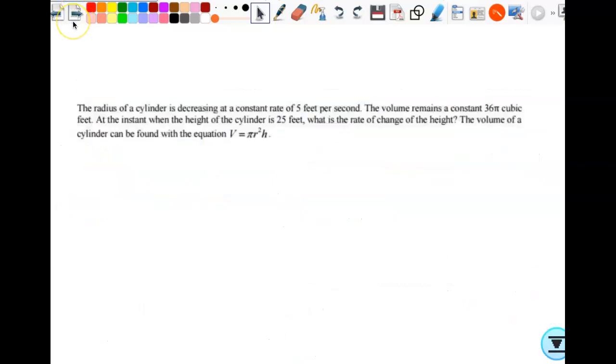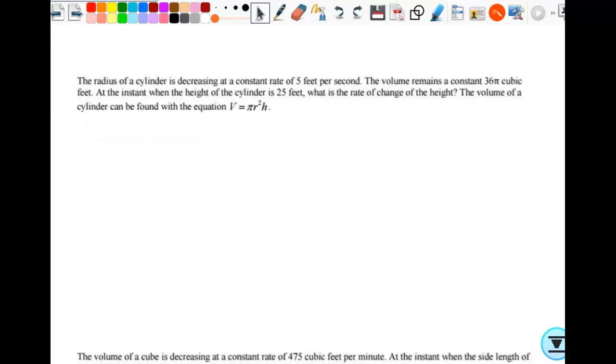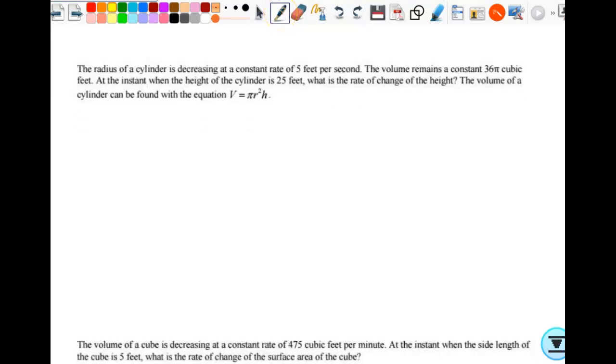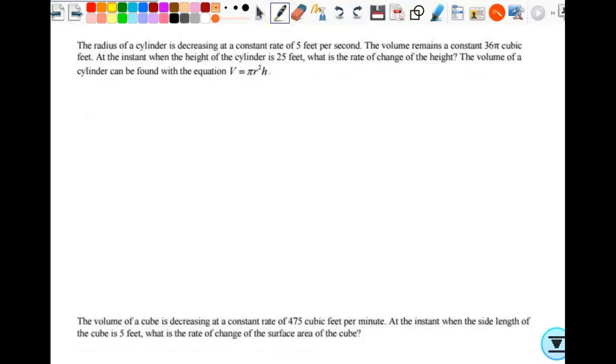All right, so we are continuing with related rates. I asked you to write down on here what you needed to know, what you know, the same little process we started with yesterday, right?